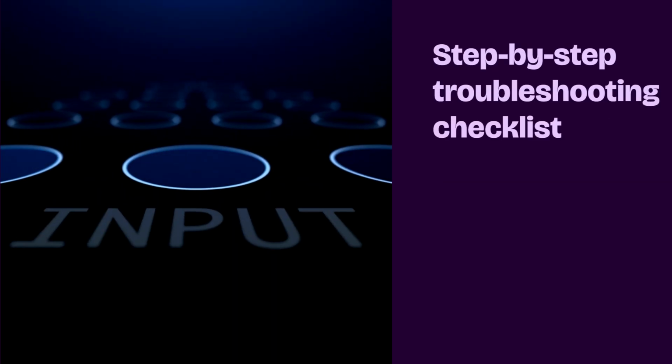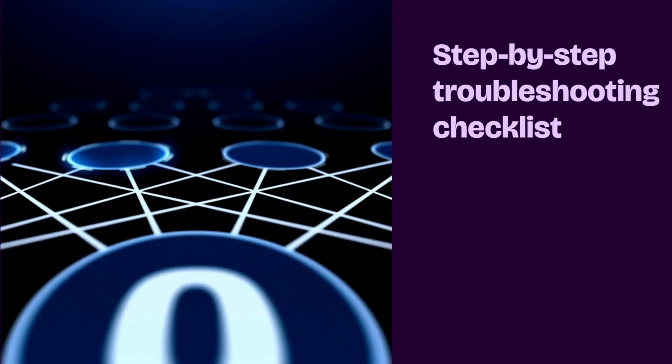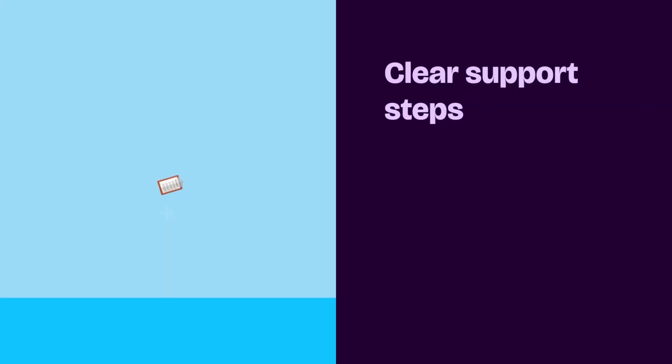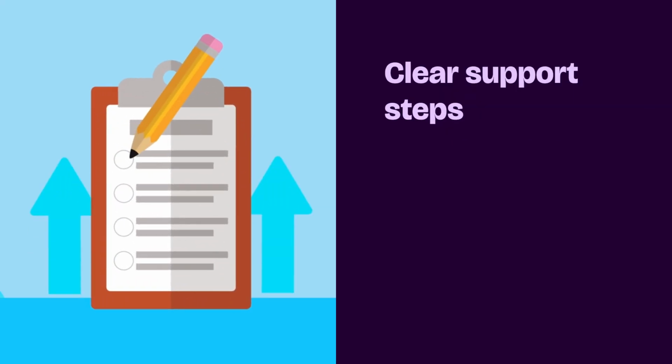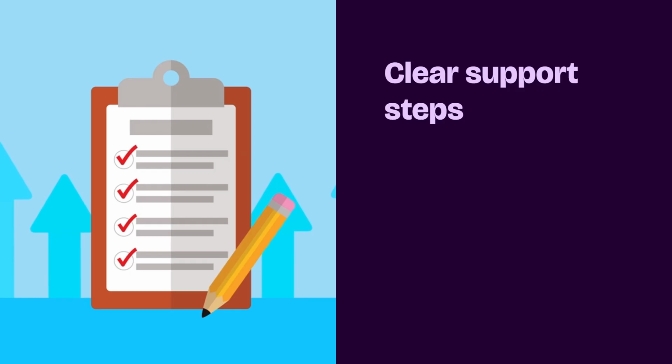Now, watch as an IT professional types, "Create a step-by-step troubleshooting checklist for a Microsoft 365 login issue." Copilot responds with a structured guide. Verify credentials, check service status, review device settings, and escalate if needed. Each step flows logically, crafted for clarity and quick action.